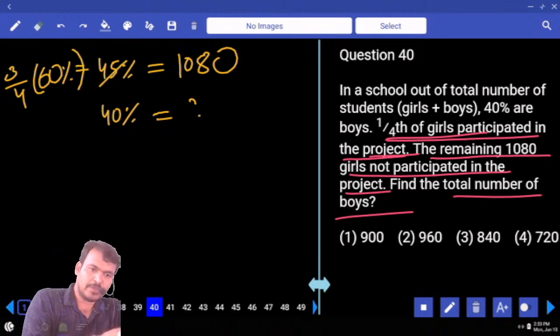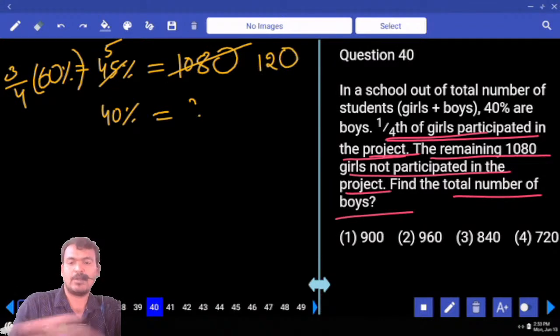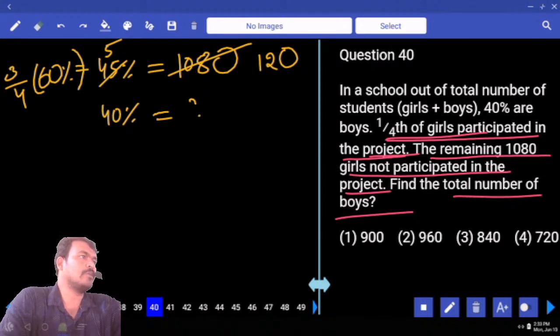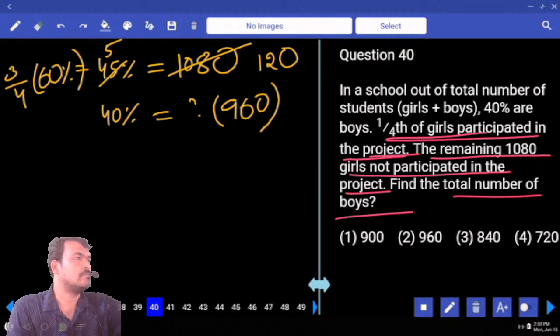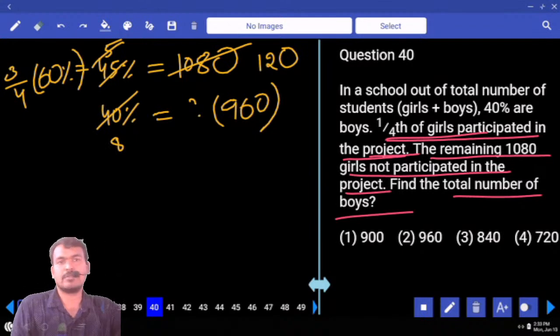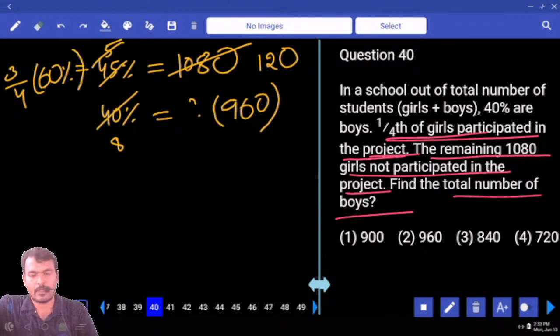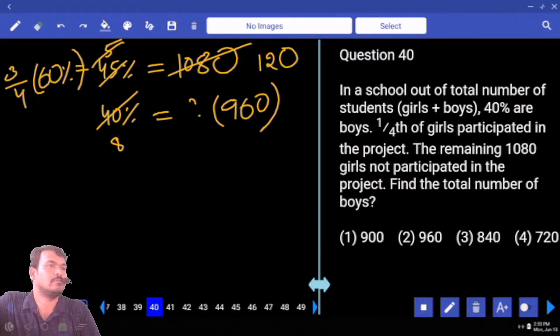Next, 9 how many times 45? 5 times. 9 how many times 108? 12 times, nothing but 120. 5% is 120, 10% is 240, 40% is 960. Or 5 how many times 40? 8 times. 8 into 120 is 960. I think it is a repeated question.